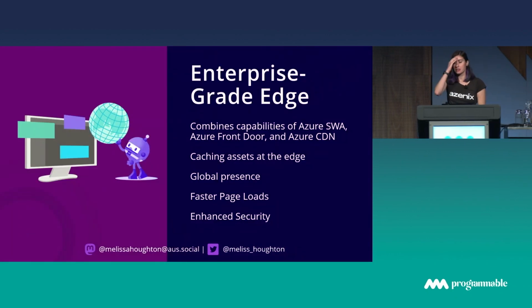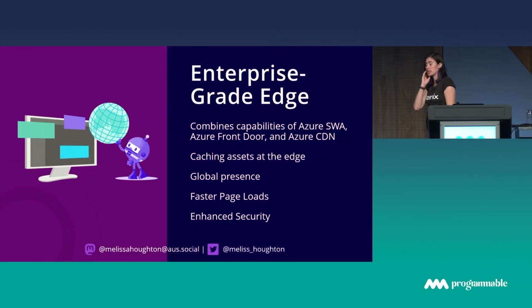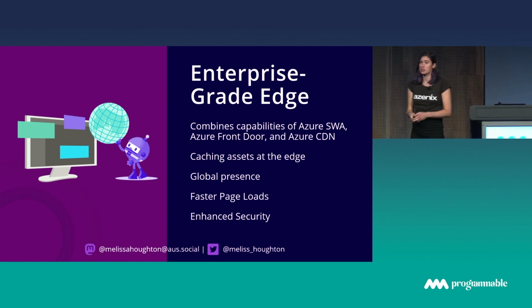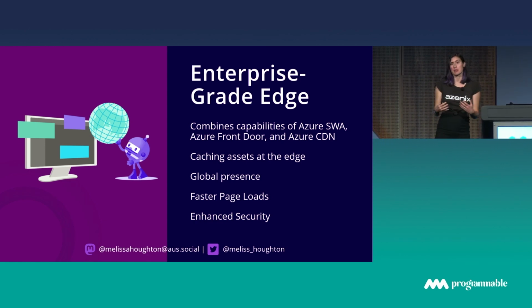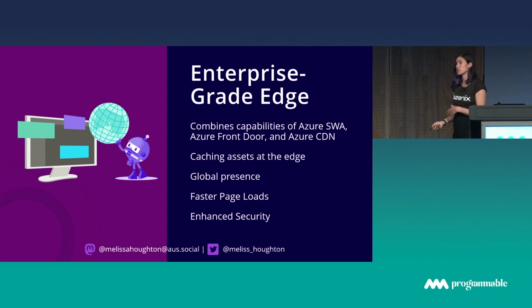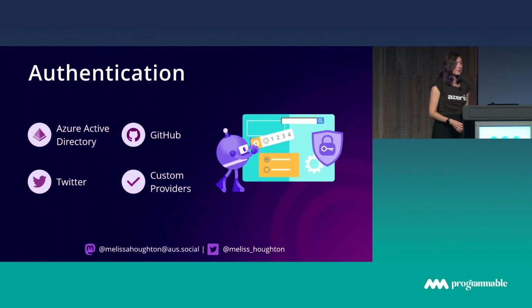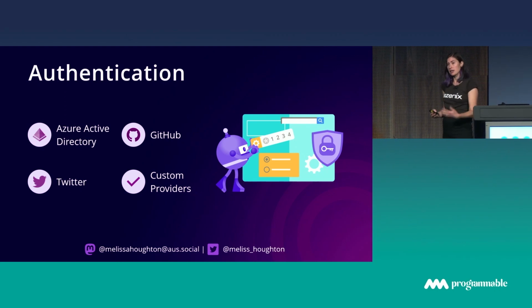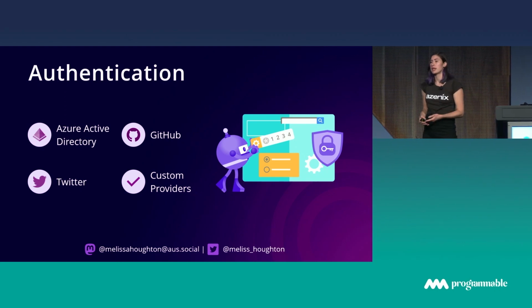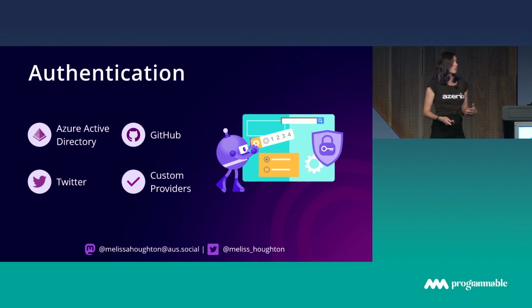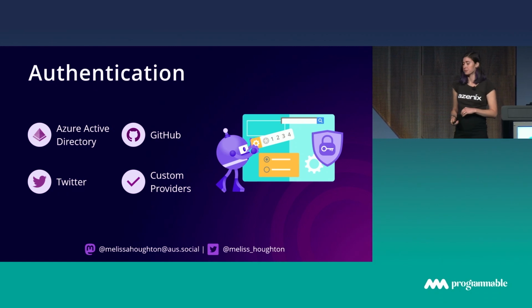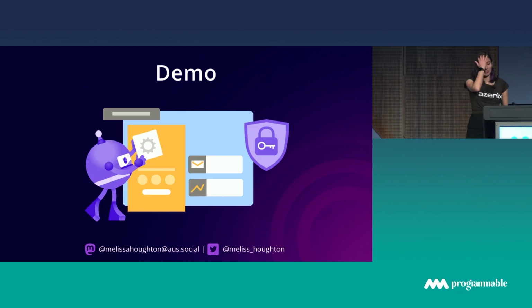So if you want to get into more of the enterprise level, again, with the standard plan, there's something called Enterprise Grade Edge, which gives you extra capabilities for serving that static content, caching assets at the edge, making things load faster, and have advanced security for your assets as well. We talked about there's some authentication options. So there is built-in authentication that's available on the free plan through Azure Active Directory, GitHub, and Twitter. And if you're using the standard plan, there is options to add in authentication with custom providers for you as well. So I want to show you a bit more of an advanced demo.